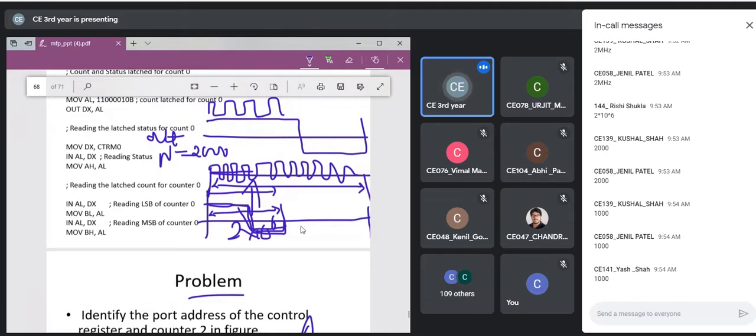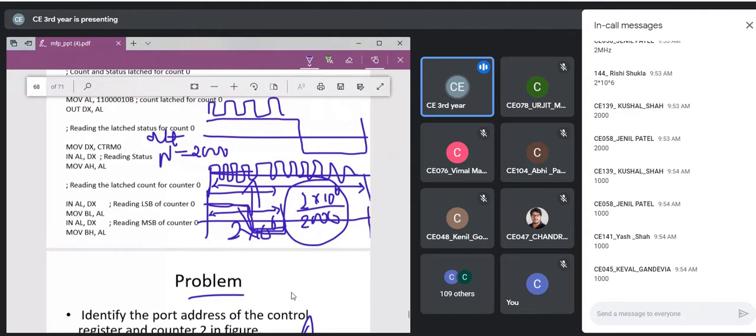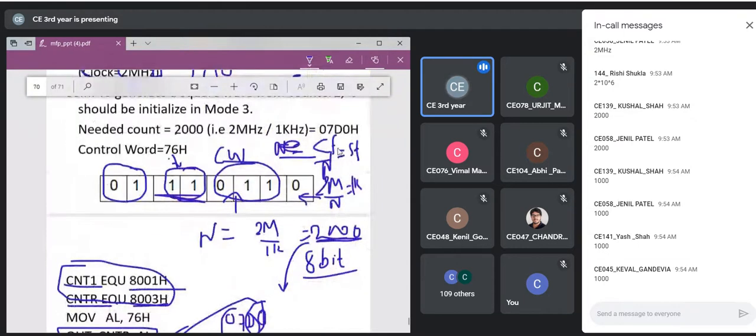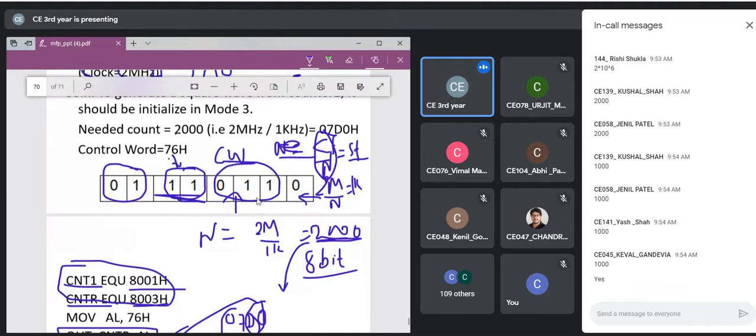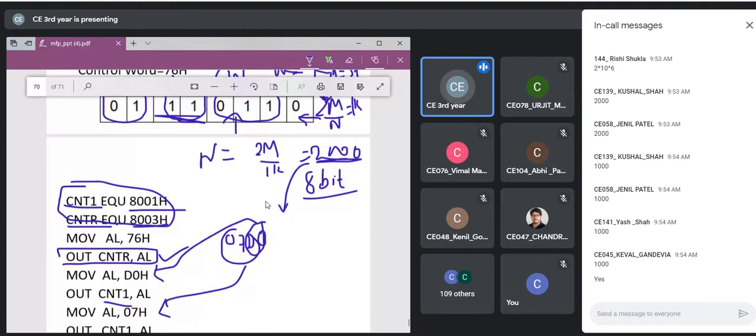How did you reach there? Because I am having 2 mega pulses in a second, and I am using 2000 pulses for creating 1 pulse. And that is what this equation is: the clock frequency divided by your count is your signal frequency. Is it clear to you now, everyone? Yes or no? Are you clear with this example now? Priyank and others?